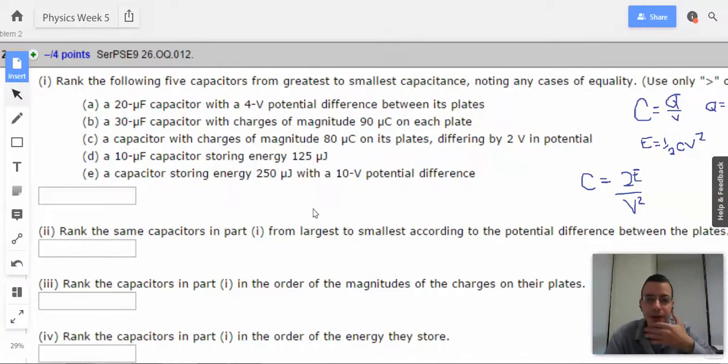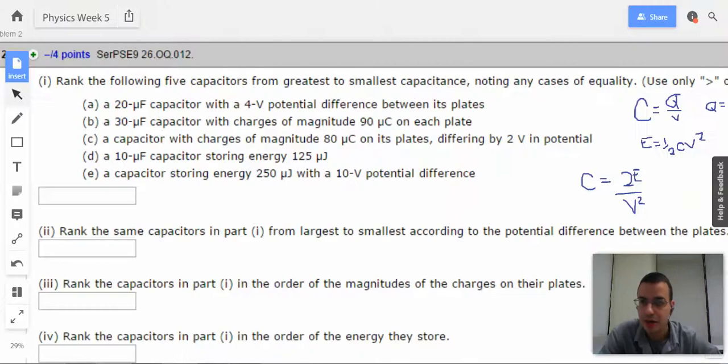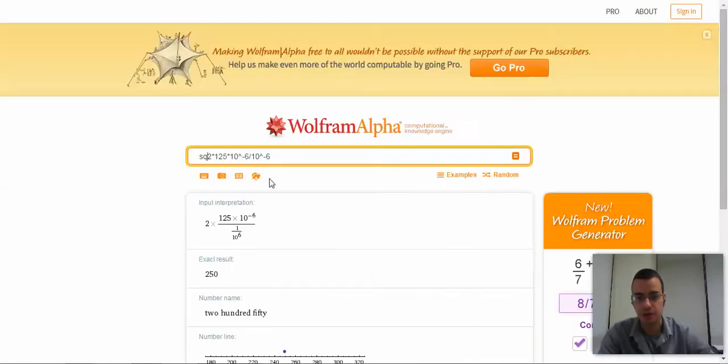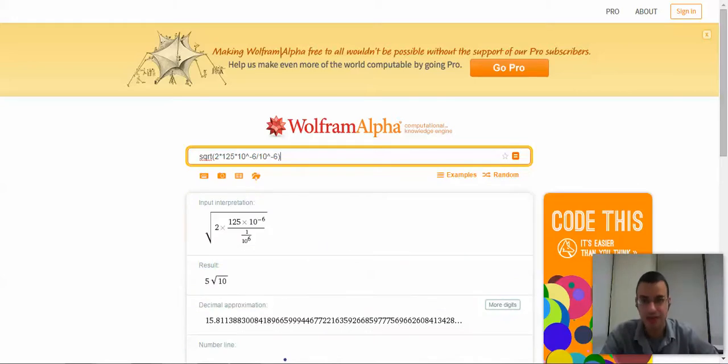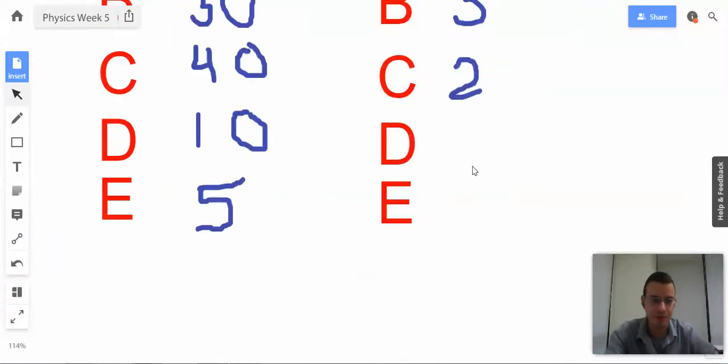So now, a 10 microfarad capacitor storing this much energy. So if we look at this formula over here, 2 times E divided by C. And that will give us voltage squared, which they're going to have to square root to get just normal voltage. And hopefully they'll give me a reasonable number. 15.8. I'm going to say that might be reasonable. We'll see.